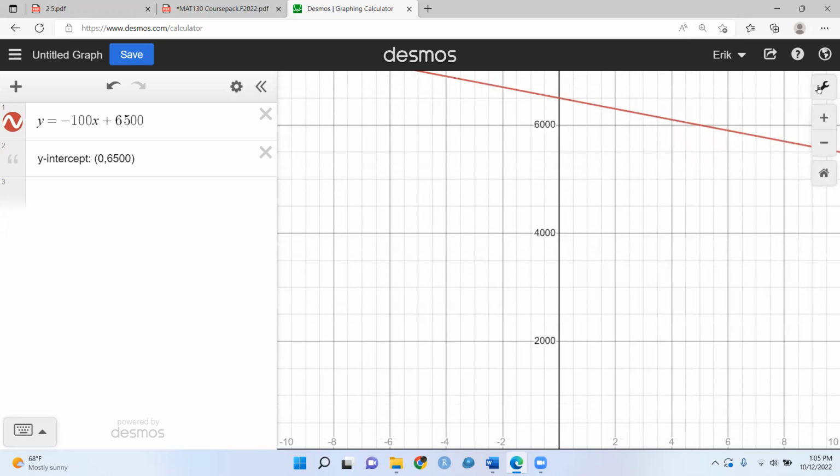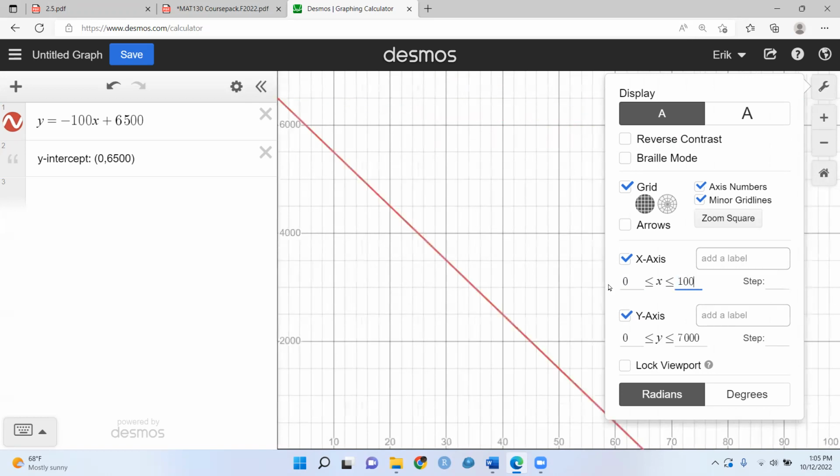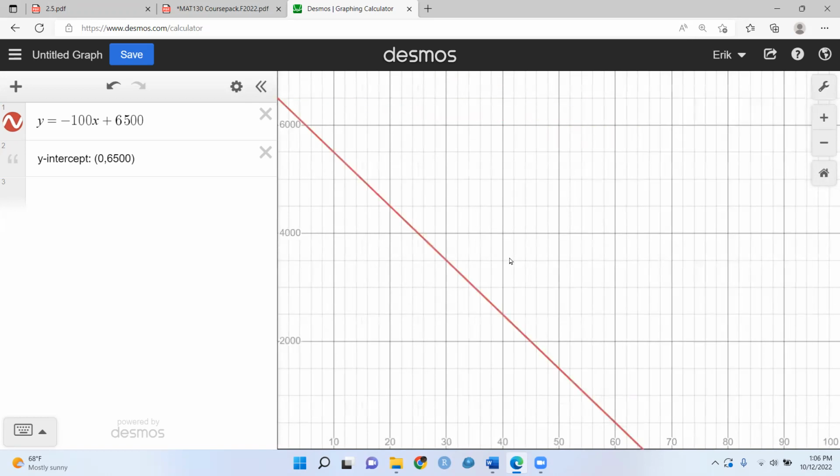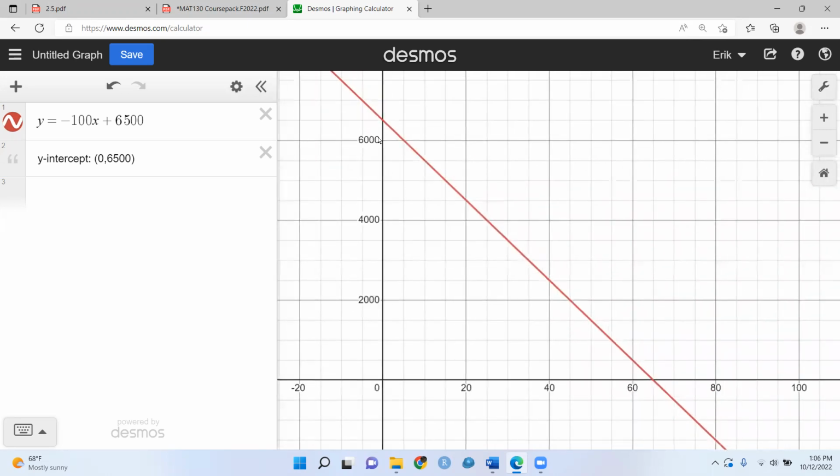But you can see it's not a great picture. I need a little more of the x's. So let's make x go from 0 to 100. There we go. Now I can drag around and see a complete picture of this line that I've graphed. And I can see the x-intercept and the y-intercept.